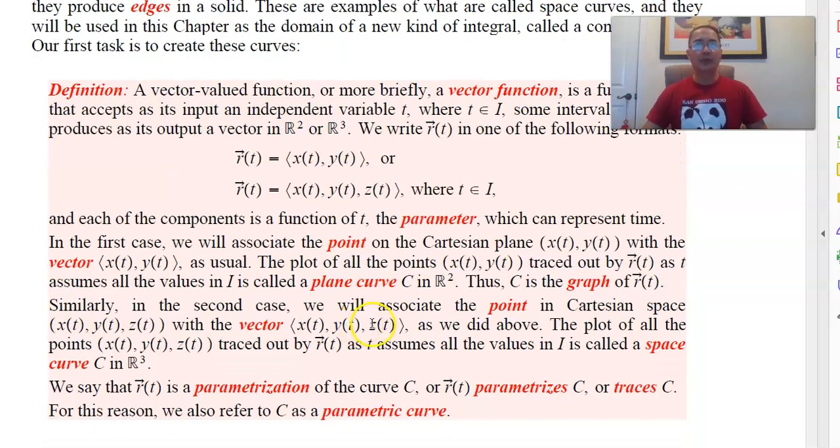We also say that r(t) is a parametrization of the curve C, or r(t) parametrizes C, or, a shorter word, it traces C. So C is something which we will call a parametric curve. Instead of saying a plane curve or a space curve, we'll just call it in general a parametric curve.